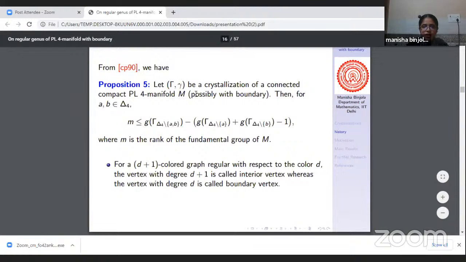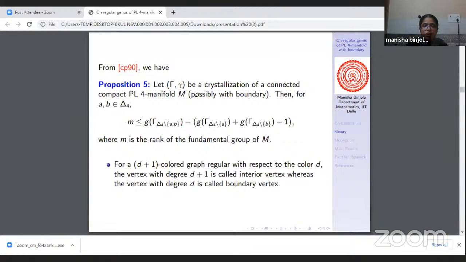Let gamma be a crystallization for a manifold, possibly with boundary. Then we have this inequality consisting of the rank of the fundamental group and the number of components of these particular subgraphs, these three. We'll use these propositions in our main proofs.